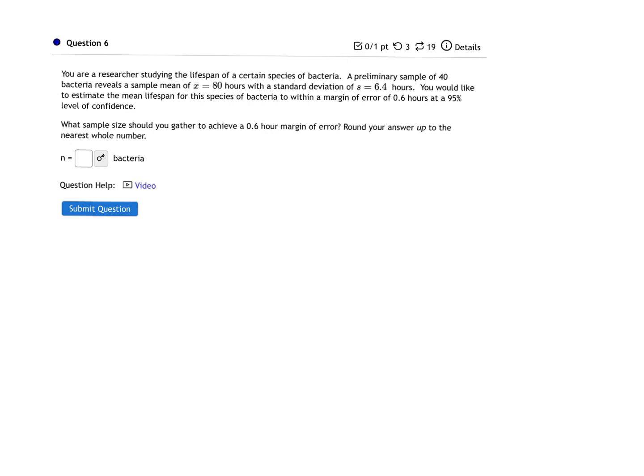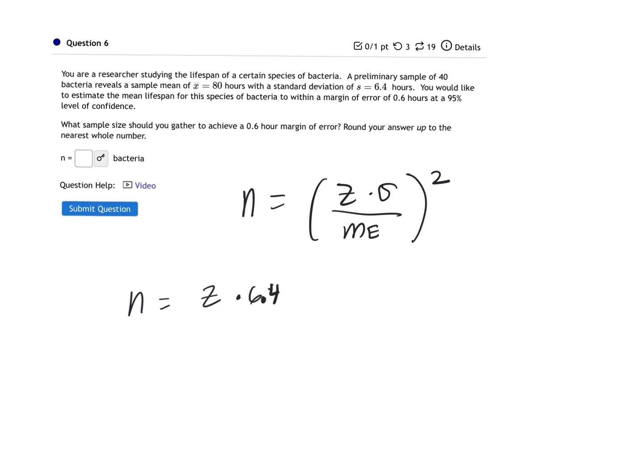Now, I just told you that formula is n equals z alpha times standard deviation divided by your margin of error, squared, right? So if I'm going to work from there, I'm going to take the standard deviation that I have. So n equals z times 6.4 divided by 0.6 squared. Now I need to figure out what my z is for 95%.